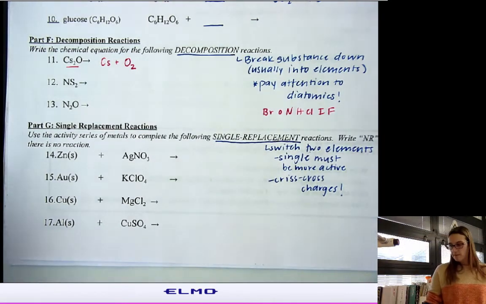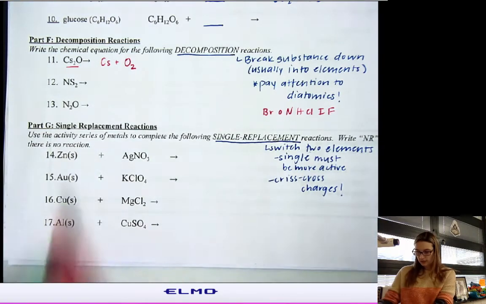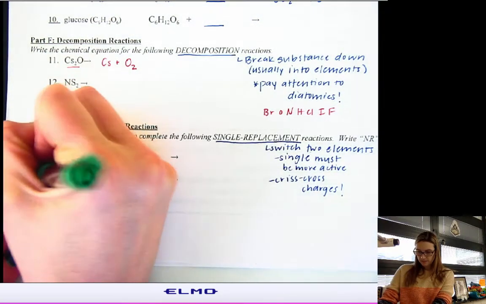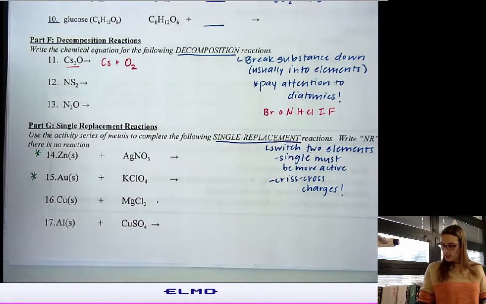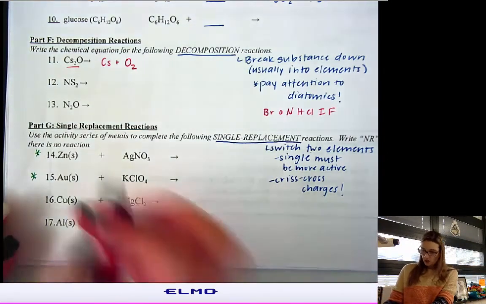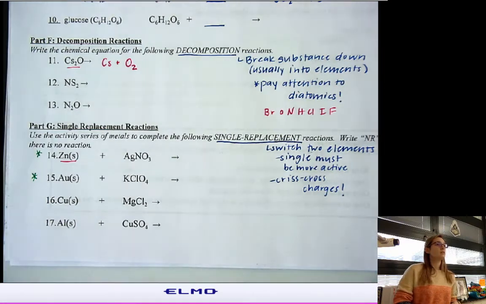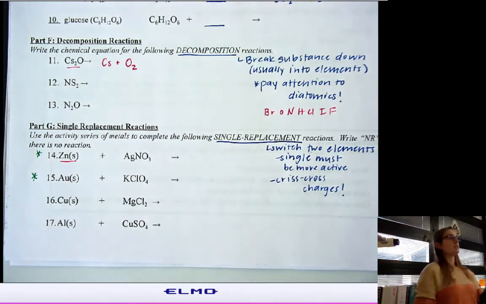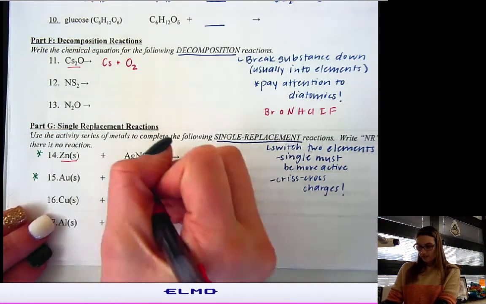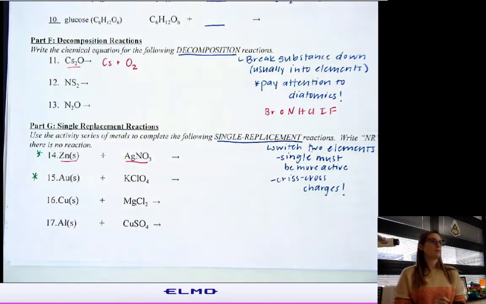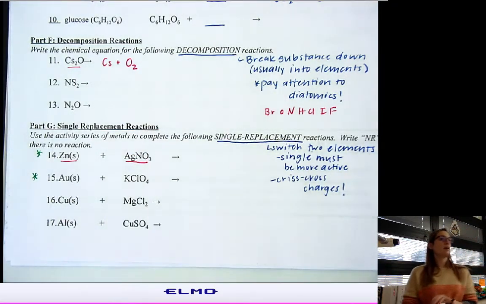So if we take a look at 14, we're going to actually do 2 here. We're going to do 14 and 15. So if we take a look at 14, I know this is single replacement because I have a metal by itself. I have a single element, and then I have a full compound. Right? I have a metal and a polyatomic ion.